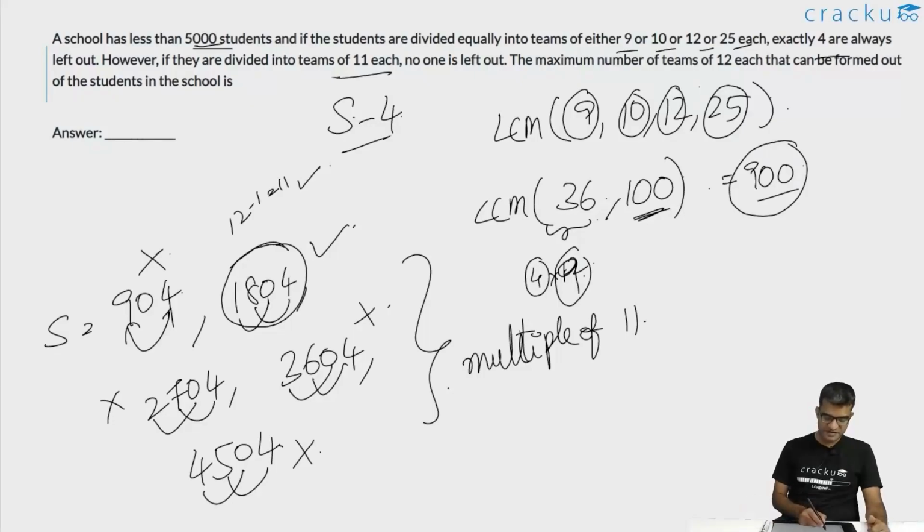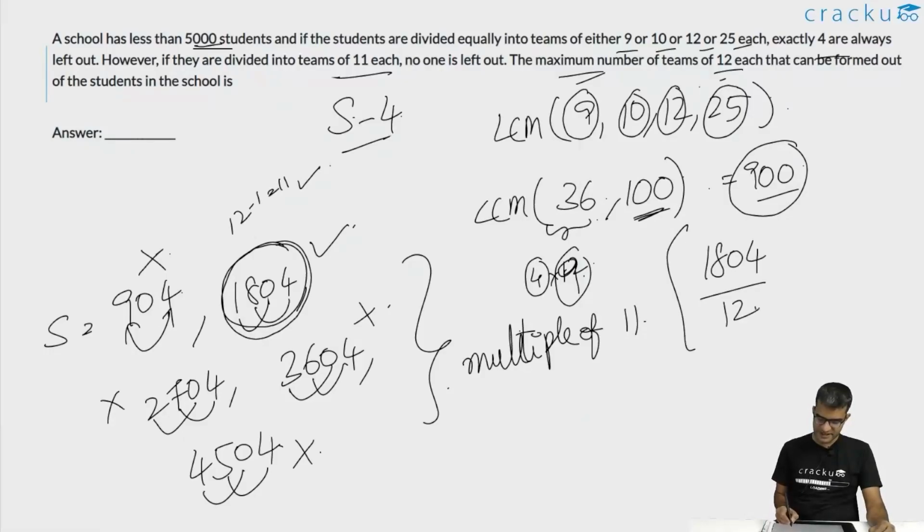The only number which is a multiple of 11 is 1804, which will be the number of students in the school. Now, if they are divided into teams of 12 each, the maximum number of teams that can be formed is the value of 1804 divided by 12, the integer value of it, which is equal to 150. So the answer for this question is 150.